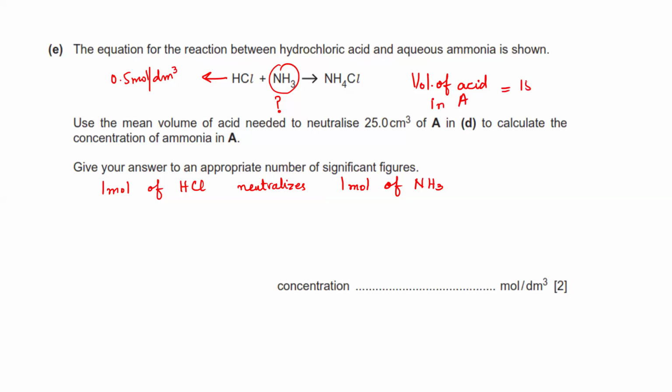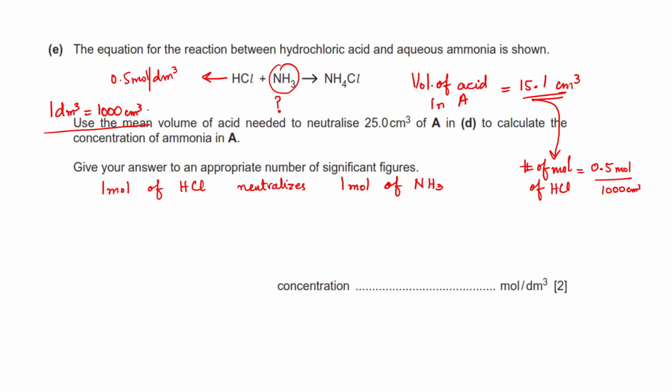So the mean value of volume of acid is 15.1 centimeter cube. If we have 15.1 centimeter cube, what would be the number of moles of HCl in this volume? So we have concentration, mole per 1000 centimeter cube. Remember, 1 decimeter cube is equal to 1000 centimeter cube. And multiply it by the volume used. So we get our number of moles, which comes out to be 7.55 into 10 to power minus 3 moles.